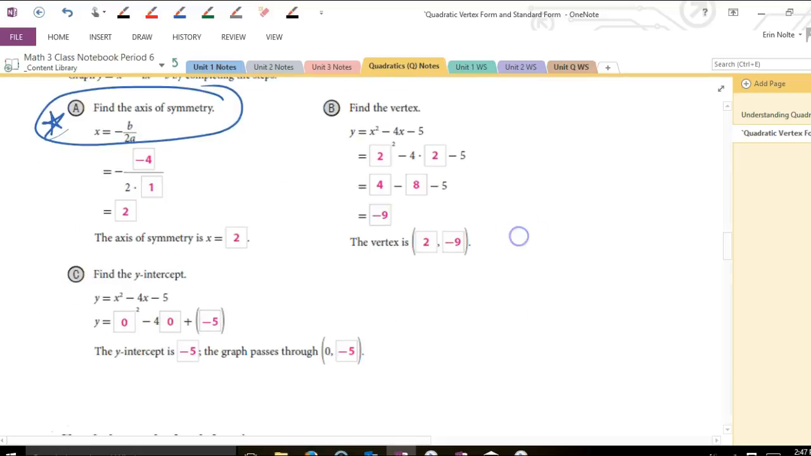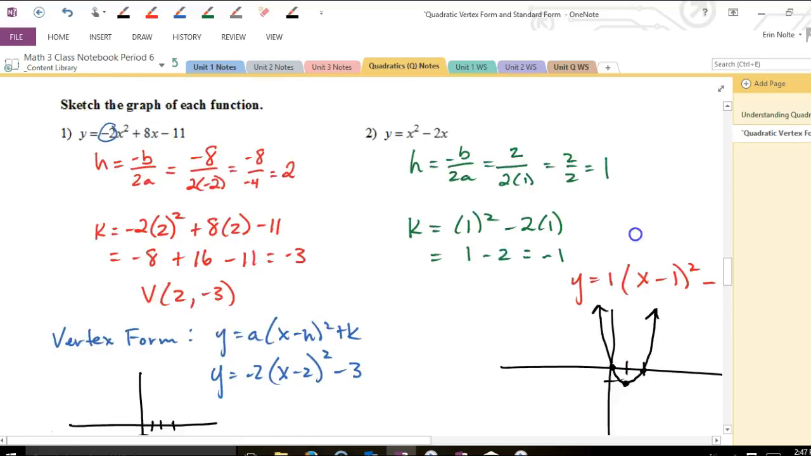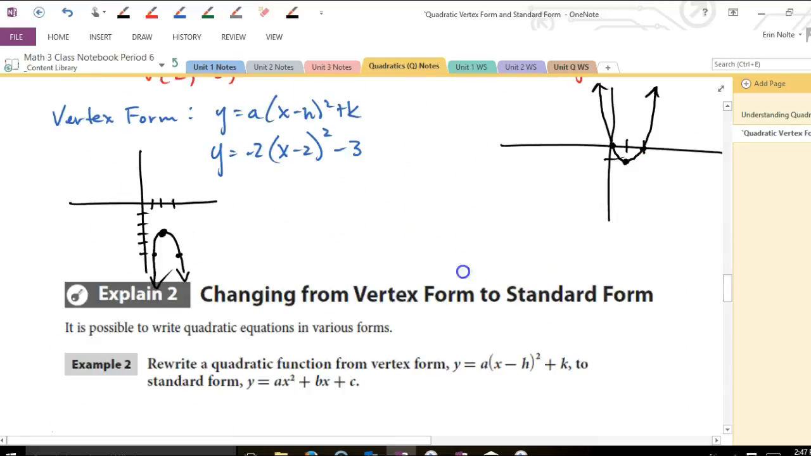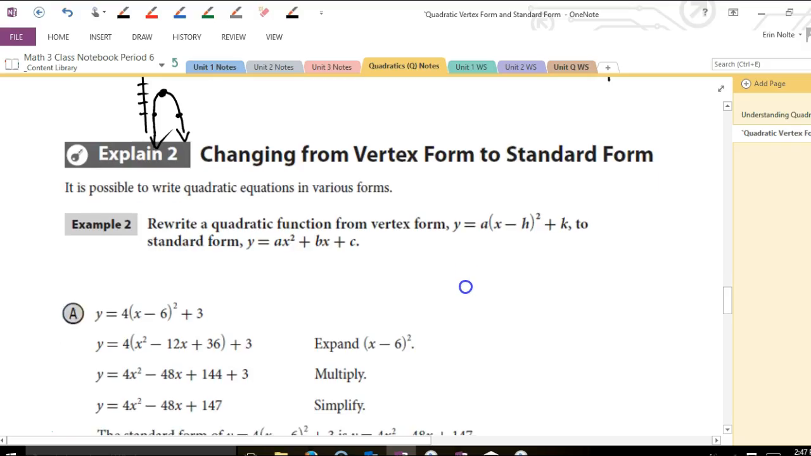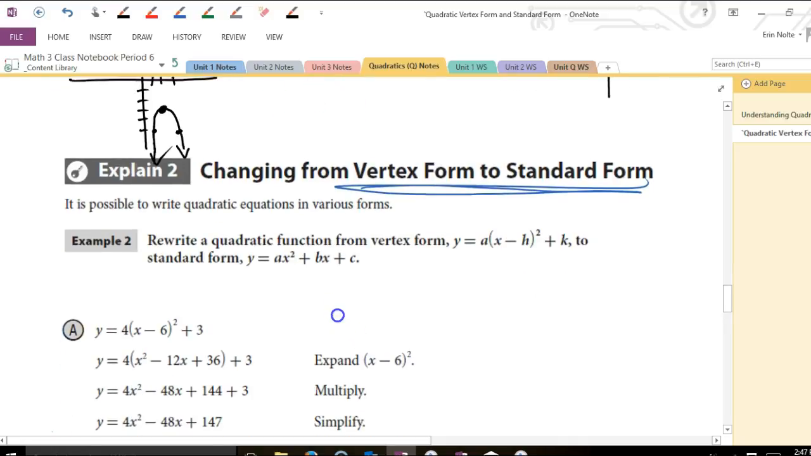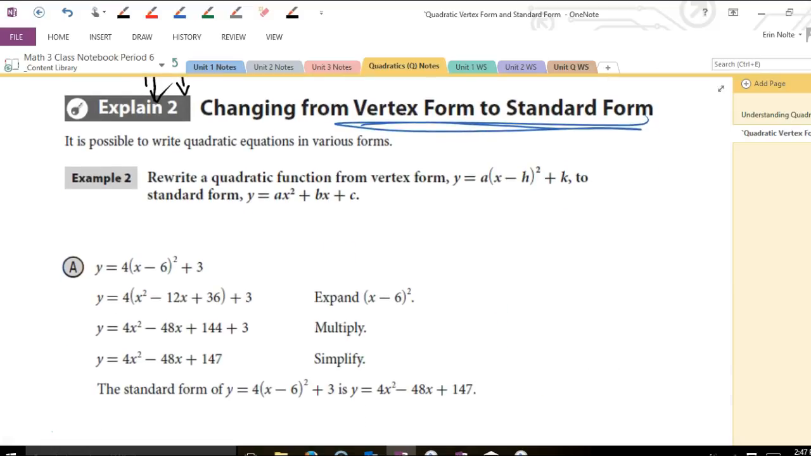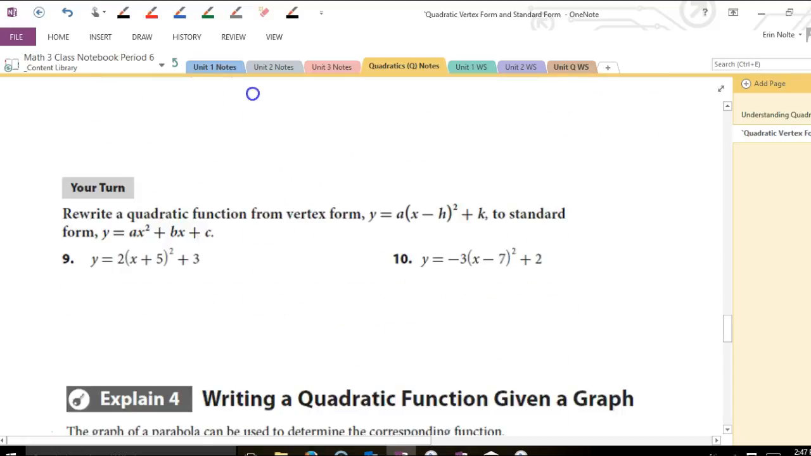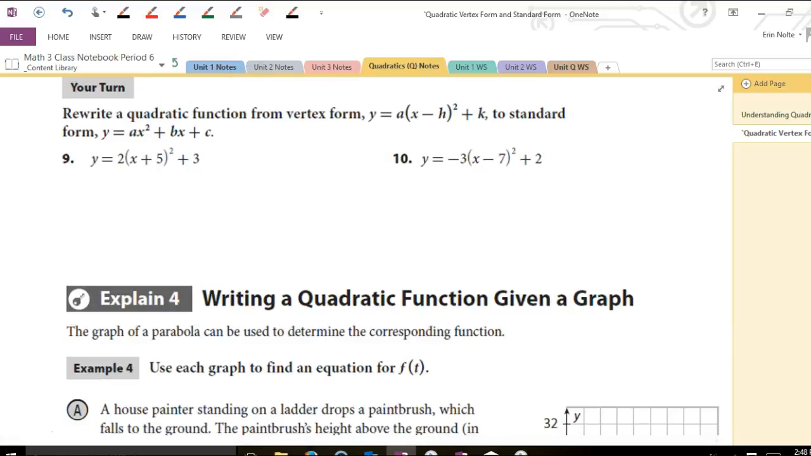All right, last idea. What do we have left to do? We went from standard to vertex form, so we're now going to go from vertex to standard. You ready for this? All right, so here's an example of how you do it. I'm going to go through this example, number 9.